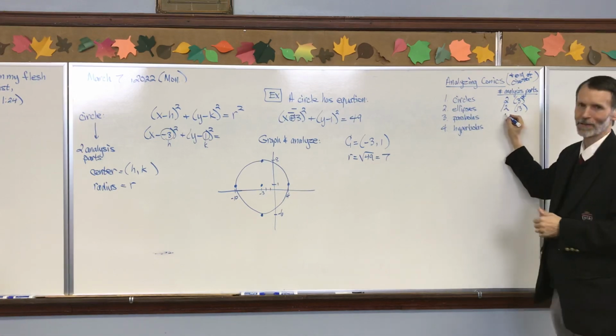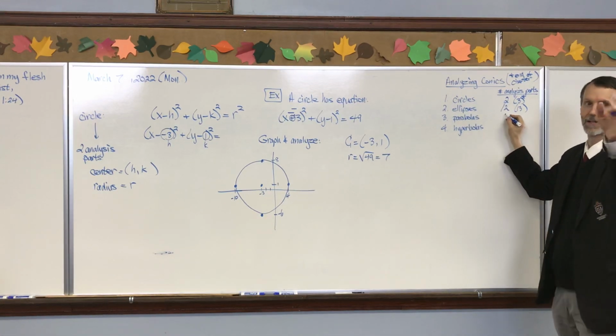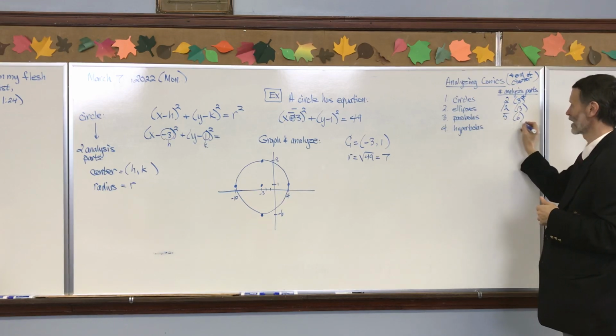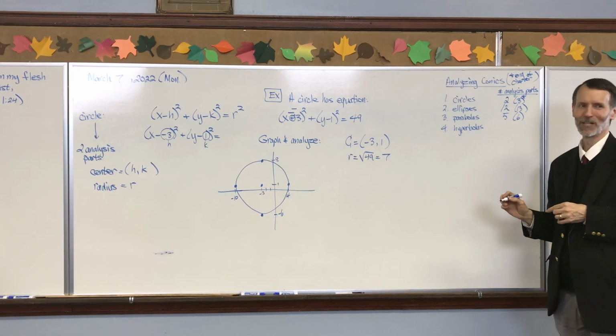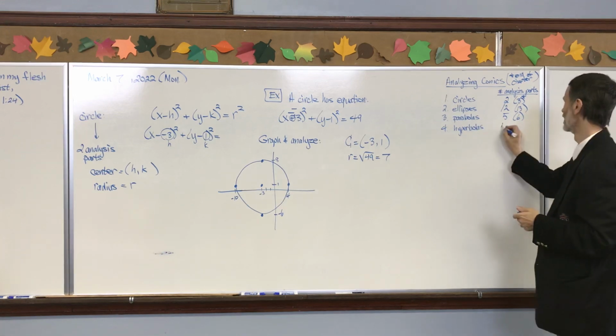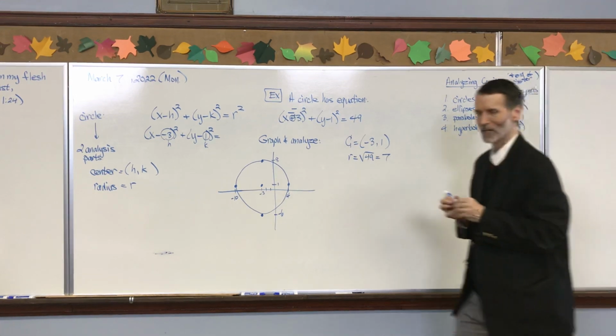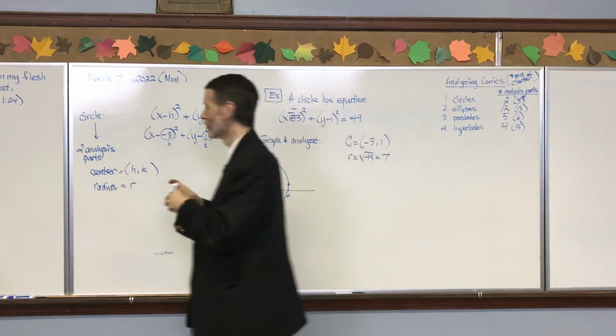Parabolas have how many? Yeah, 5, correct. And at the end of the chapter, we'll have 6. And anybody remember hyperbola? The biggest of them all? 14. Which at the end of the chapter, we'll have 15. Okay? So I'll keep that up on the board for a little while.